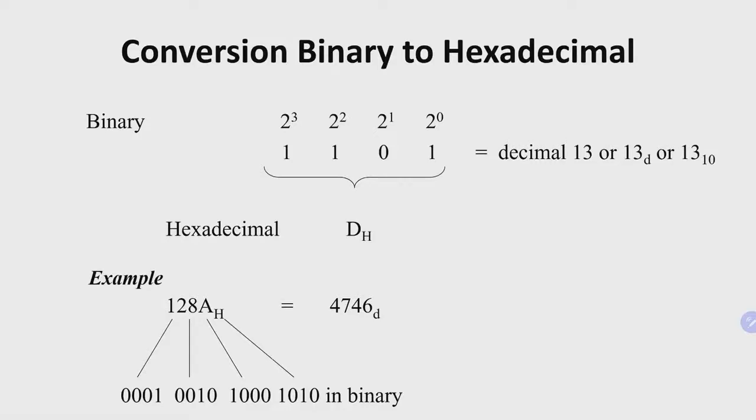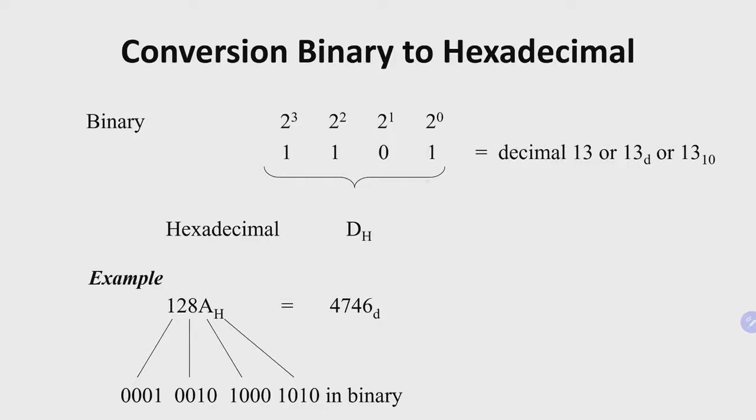But how can you convert binary to hexa? As I mentioned just now, you take 4 bits at a time, and then you convert that 4 bits into hexa. So for example, we have 13, which is 1101, and 13 in hexa will be D. You take those 4 bits and convert straight to hexadecimal.